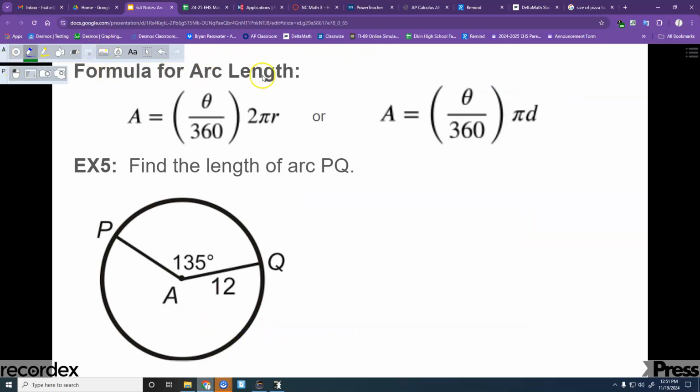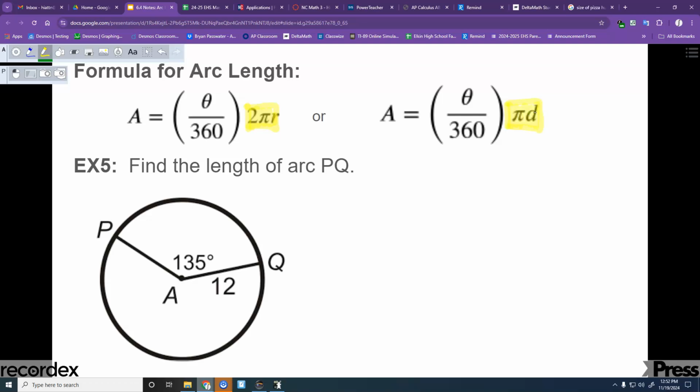So for arc length, you are going to use this formula, arc length equals theta over 360 degrees times 2 pi times the radius. Or you could use theta over 360 times pi times diameter. Notice here, depending on which formula you choose, that these two pieces right here are the circumference of the circle.